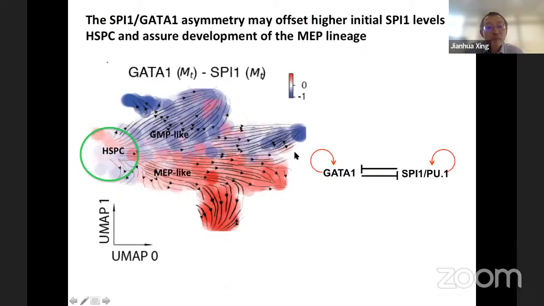You may also ask, why do you have this asymmetric relation? Can we get some mechanistic insight? Here I give you some very hand-waving argument, since we haven't done the experiment.